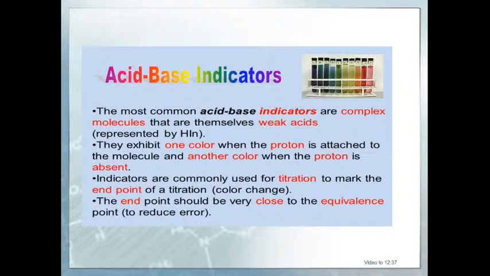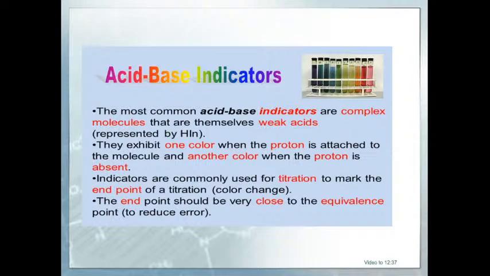Suppose if it is red litmus, litmus will remain red in the neutral solution, and blue litmus will remain blue in the neutral solution, right? And likewise phenolphthalein will remain colorless in the neutral solution. Methyl orange will be orange in the neutral form. They can show only one color, right?